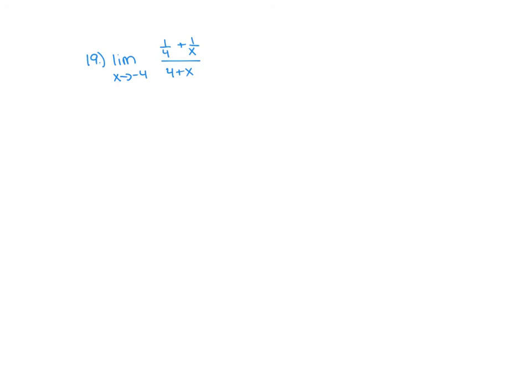All right, last problem. We have fractions and fractions, so we should be thinking that this is a common denominator problem, and it is. To be safe, I'm going to do my little check. So when I plug -4 in for x, 1/4 plus 1 over -4, 4 minus 4, I get my 0 over 0. So let's try to combine these fractions.